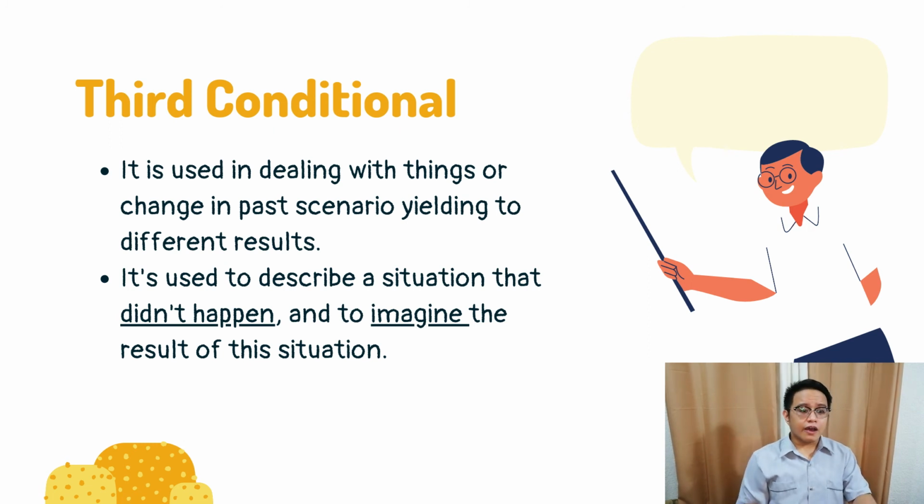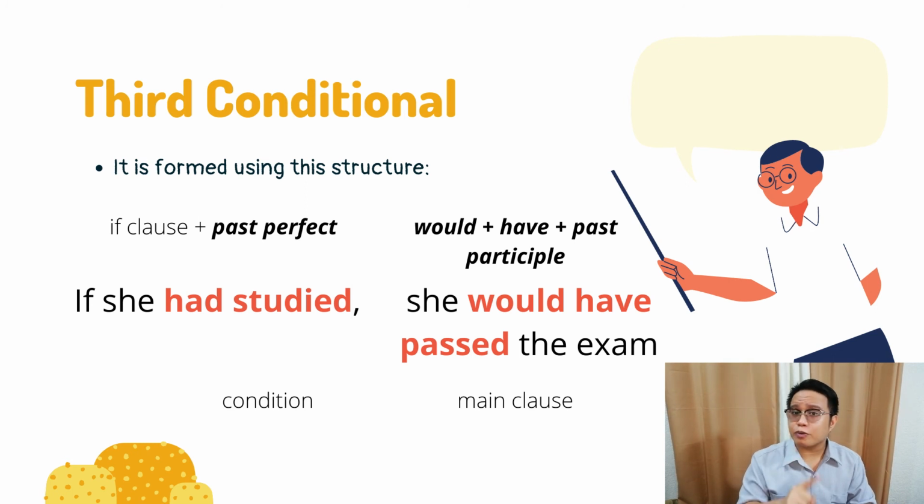Now, the third conditional is formed with the if clause. Only if can be used here. So remember that one, ha? If clause plus the past perfect tense. I know you know about past perfect tense. How do we form the past perfect tense? We use had plus the past participle. So here in our example, we have, if she had studied.